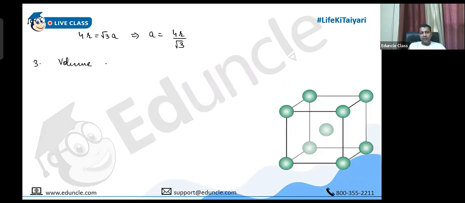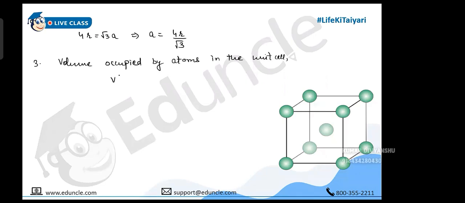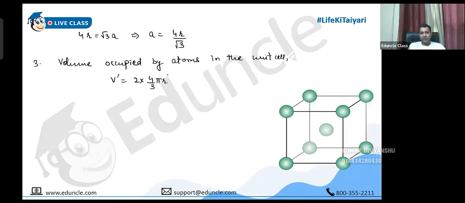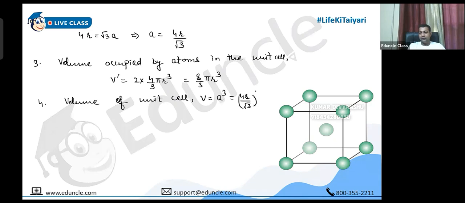Now, volume occupied by atoms. What is the volume occupied by atoms in the unit cell? How many atoms are there per unit cell? 2. And the volume of one is 4 by 3 pi r cube, so it will be 8 by 3 pi r cube. And what is the volume of unit cell? A cube, that is. This is A cube again because it is cubic, and A is 4R by root 3. So this will be 64 by 3 root 3 r cube.